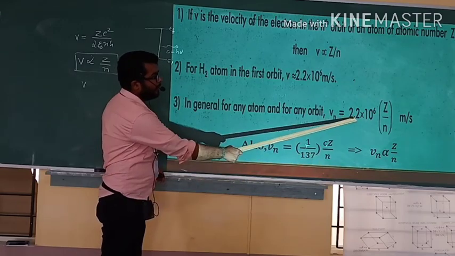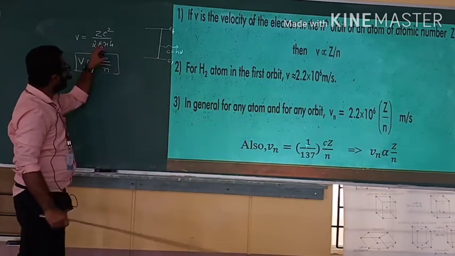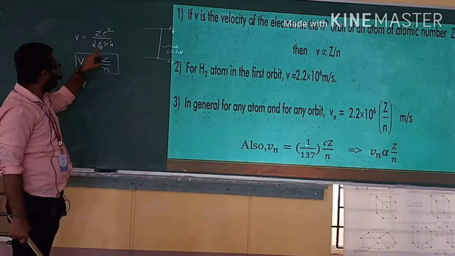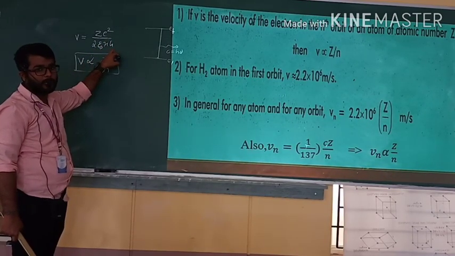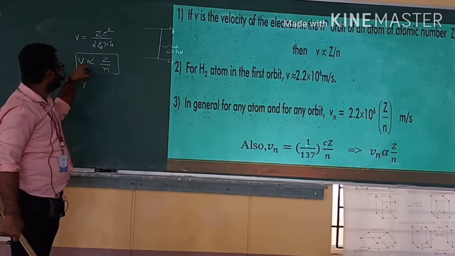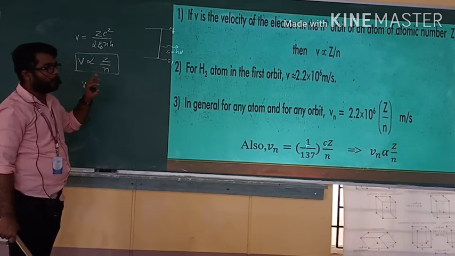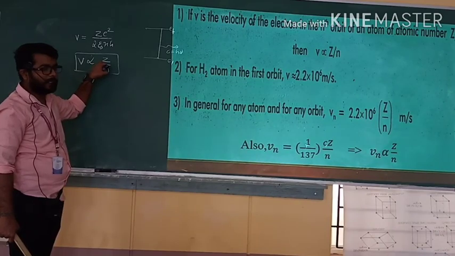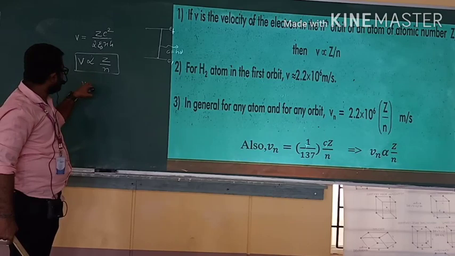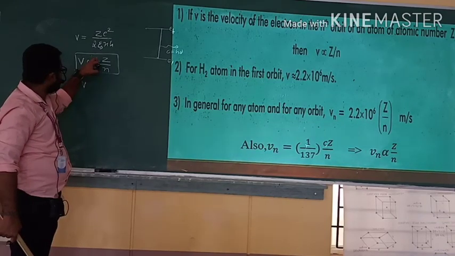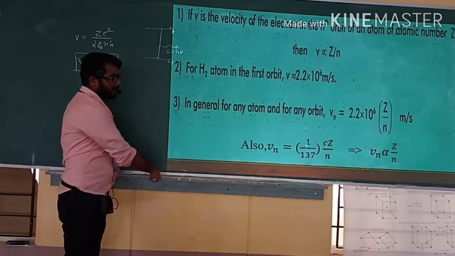How does the constant come? By substituting the value of e, the charge, the value of epsilon, and the value of h, and solving, you get v is proportional to 2.2 into 10 to the power of 6 into z divided by n. Okay, and when the c value is substituted, we get 1 divided by 137.